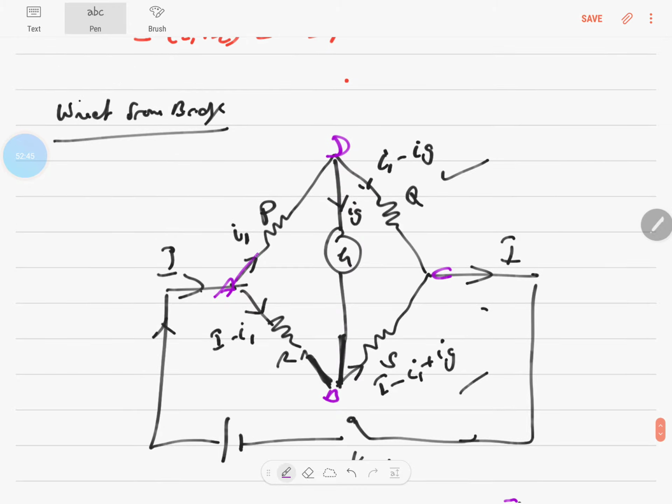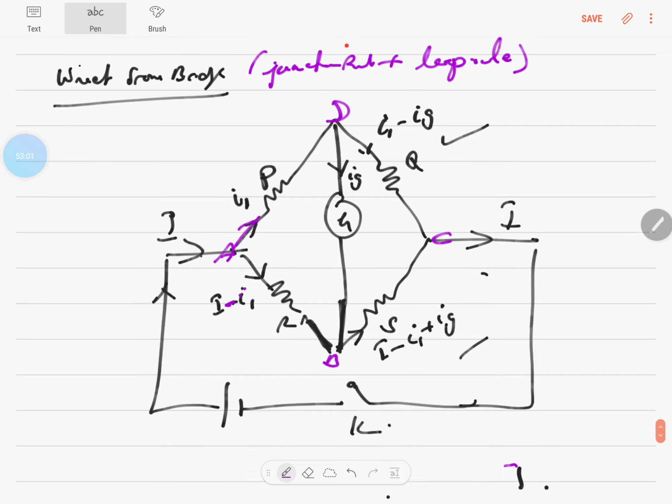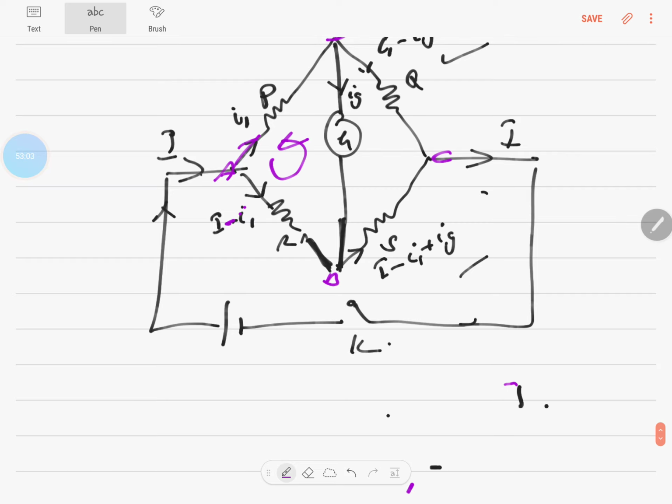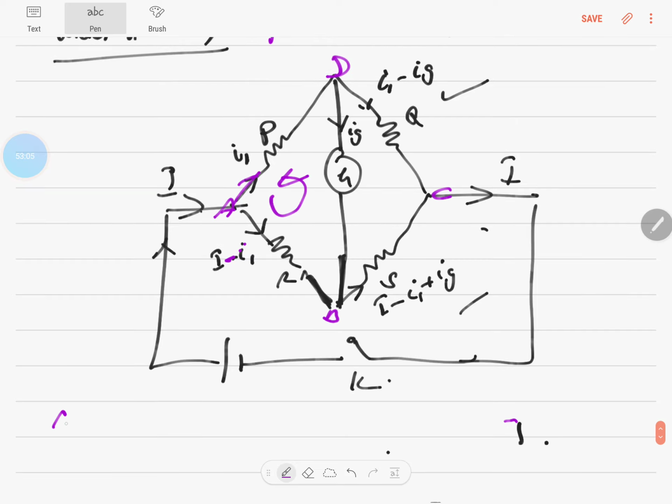This is based on the junction rule and loop rule. The fact that there's I1 and I minus I1 flowing here shows that the junction rule is being applied. The principle of this is junction rule plus loop rule. So how am I going to apply the loop rule? Let's take the anticlockwise direction, which is A, B, D, A, and apply the loop rule in this.